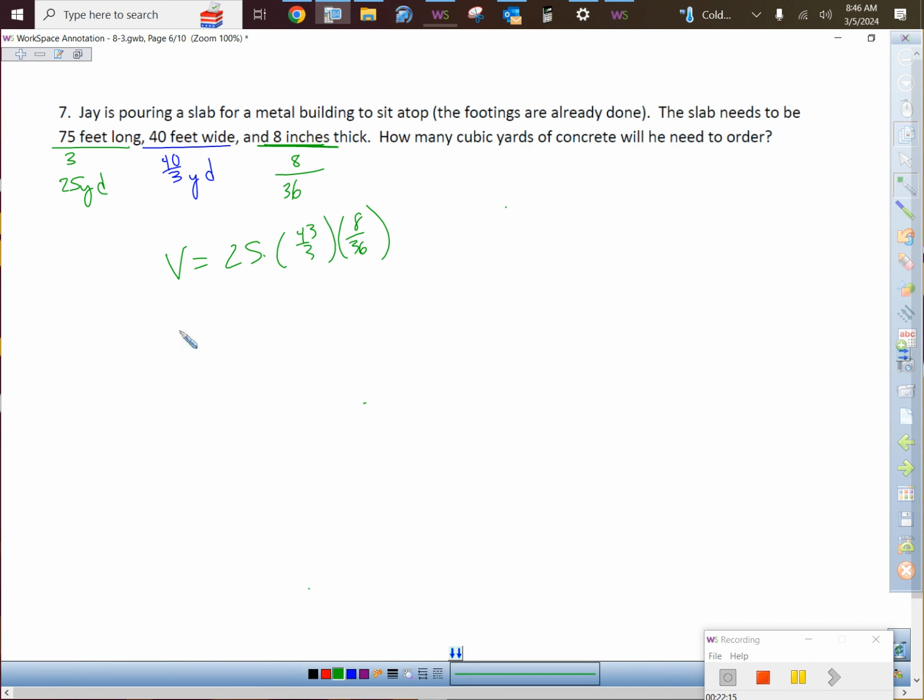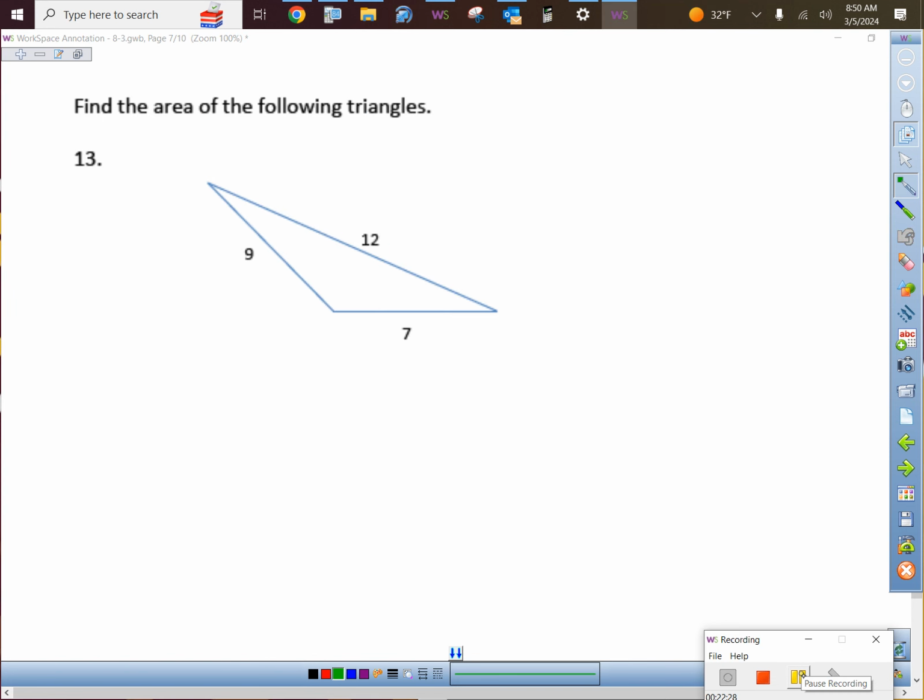So let's do about 74.5, is that what I was saying? Label? Cubic yards. Nice. The class is tired of concrete, so we will move on. Please find the area of that triangle. Work together.